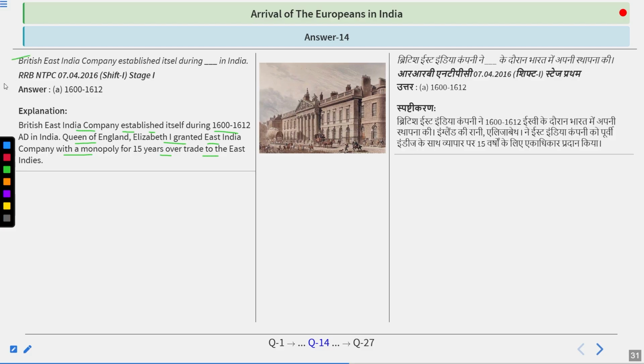So remember, British East India Company established itself in India during 1600 to 1612, and Jahangir was the king who granted approval to them to create this settlement in India.